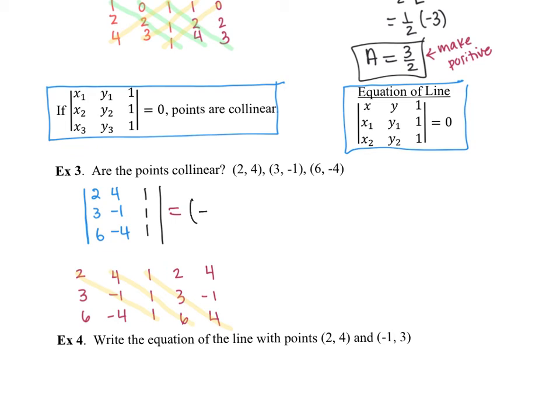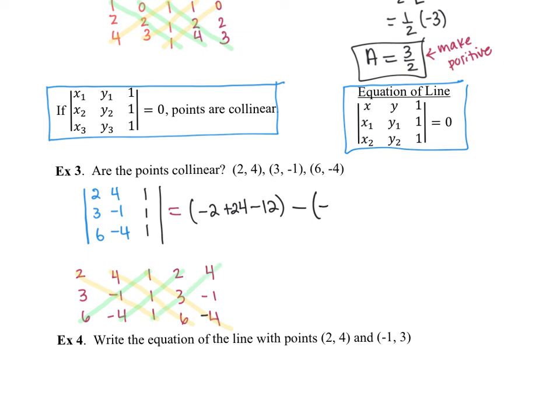Okay, so -2 plus 24. That was supposed to be a -4, huh? Minus 12. Okay, now I'm going to do the diagonals in the opposite direction. This one, this one, this one. I did draw it better this time.